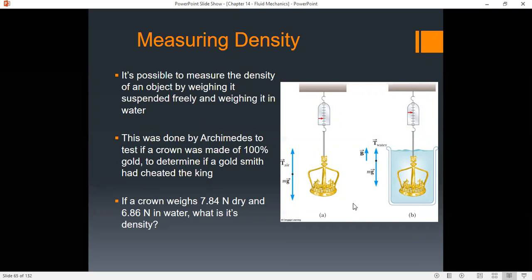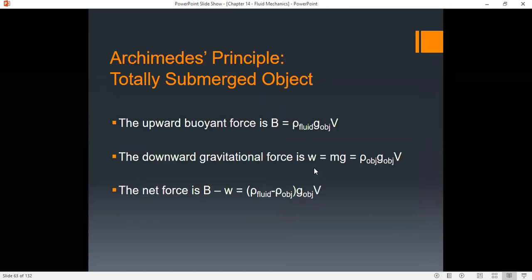Here's just a quick experiment where Archimedes actually came up with this. We can measure the density of an object by submerging it. What you do is you weigh it, first of all, get the dry weight, okay? And then you compare the dry weight to the weight when it's submerged. Again, going back here, the buoyant force minus the weight is going to be equal to the difference in the fluid density minus the object's density times acceleration times the volume.